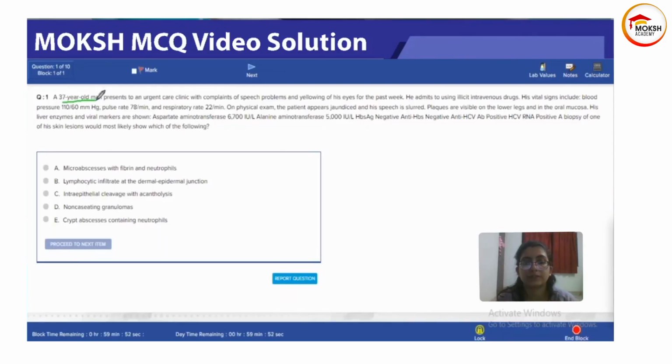A 37-year-old man presents to an urgent care clinic with a complaint of speech problems and yellowing of his eyes. He admits using intravenous drugs. His vital signs are essentially normal. On physical examination, he is jaundiced and his speech is slurred. Plaques are visible on the lower leg and in the oral mucosa.